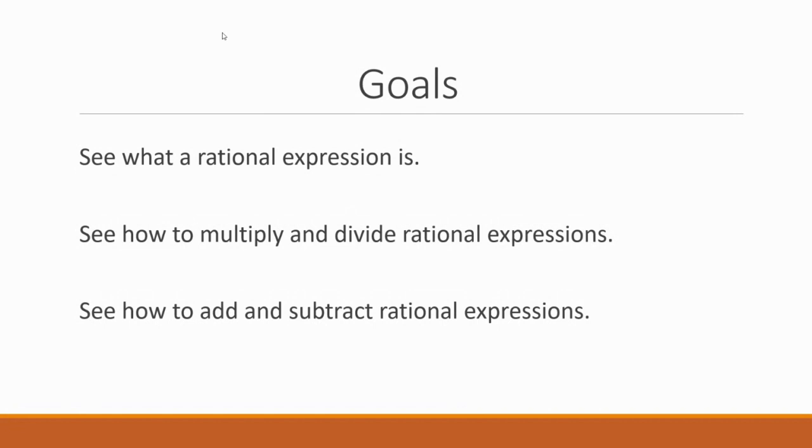We'll also see how we can multiply and divide them and how to add and subtract them. You'll actually see that it's really just the same as multiplying, dividing, adding and subtracting fractions. So same rules actually, which is nice.